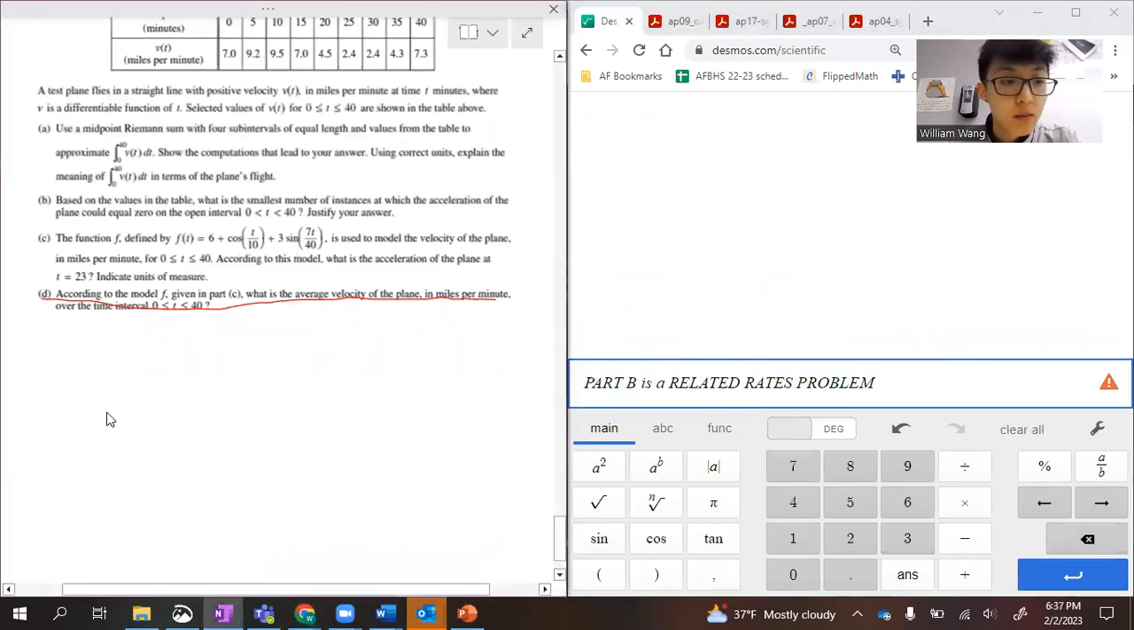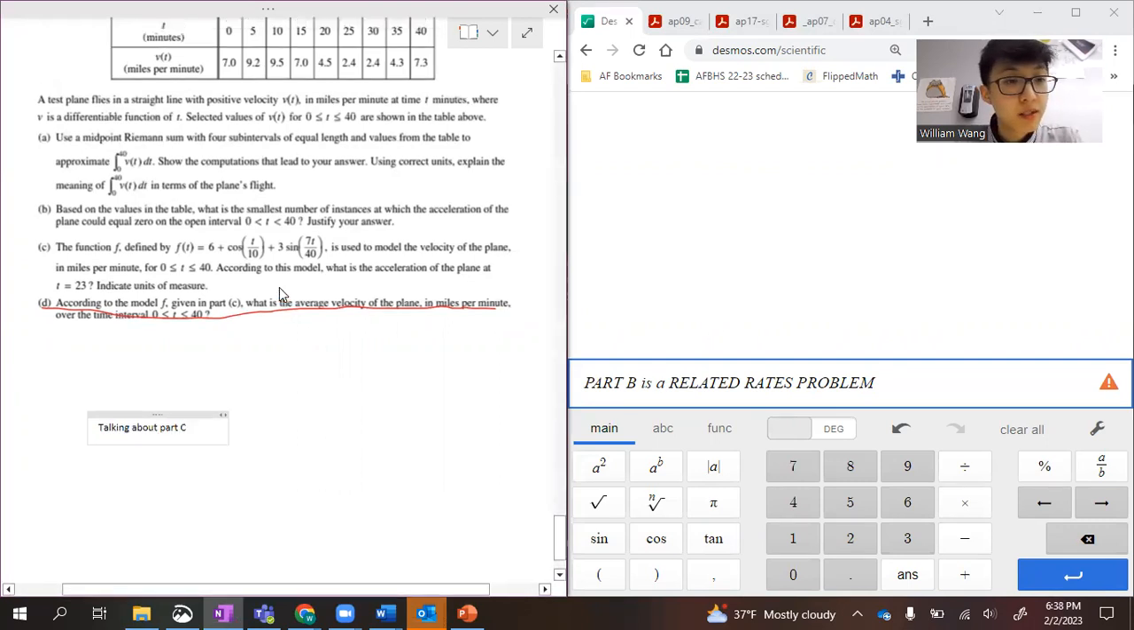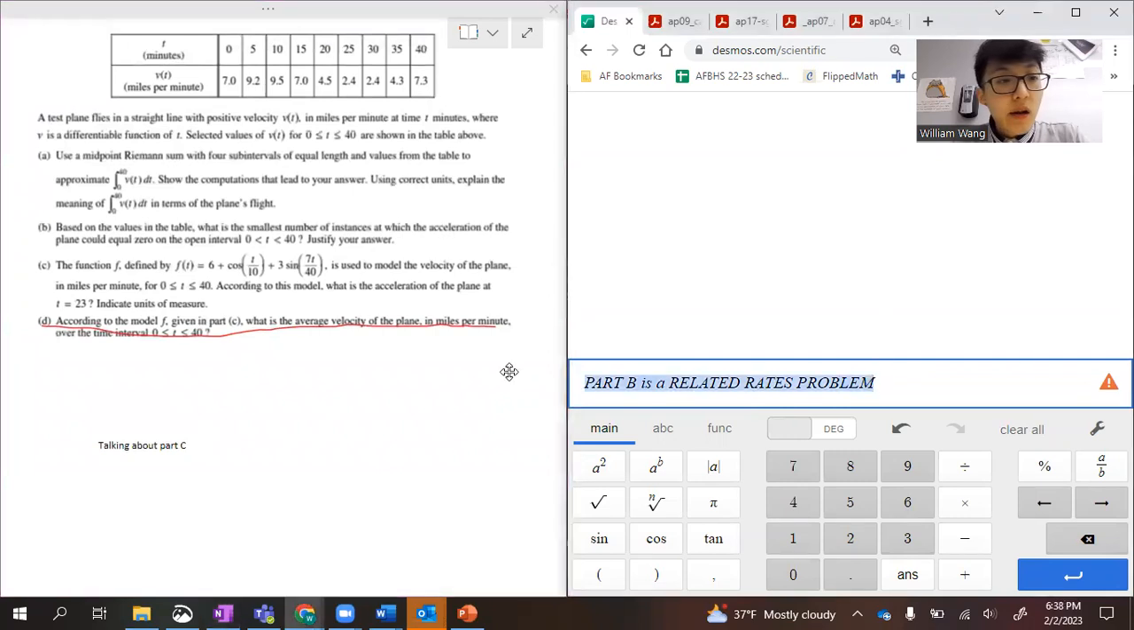Last part that I want to talk about, part C of the next problem. All right, part C. They told me that this function is used to define my velocity in miles per minute. According to this model, what is the acceleration of the plane at t equals 23? Well, how do I get from velocity to acceleration? How do I do that?